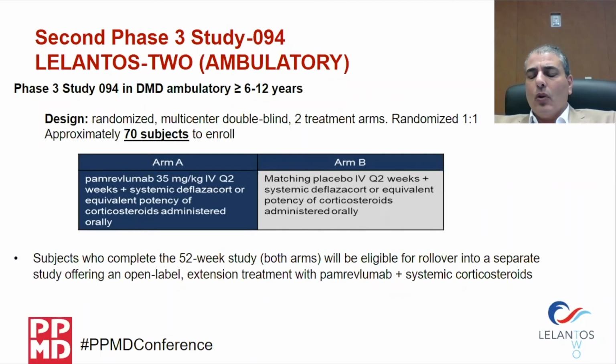Patients who complete the 52 weeks of this ambulatory study will be eligible to roll over into an open label extension, where they can get Pamrevlumab open label, in addition to systemic steroid or any approved therapy as well. It's the same concept we had in the non-ambulatory trial.